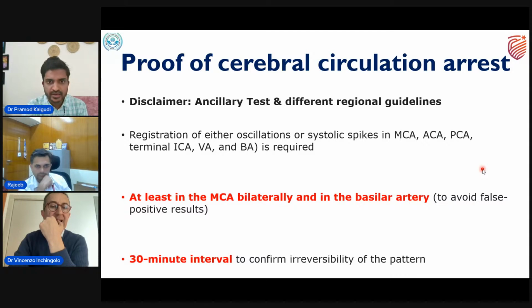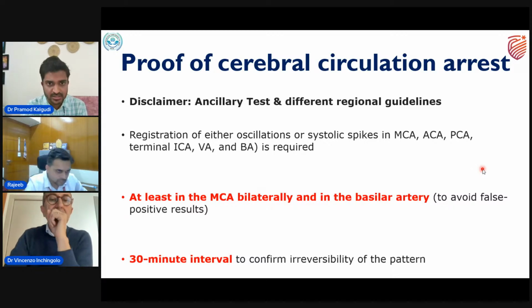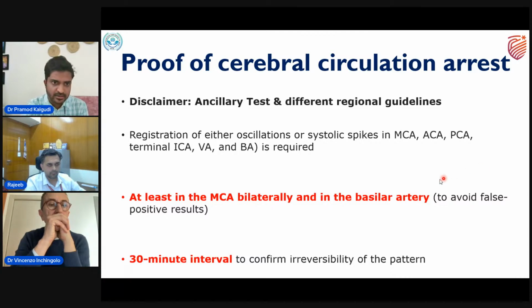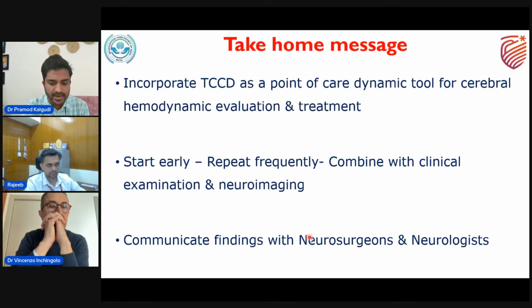So what is the proof that these patients are having cerebral circulatory arrest? The disclaimer being, this is just an ancillary test. This is not a definitive diagnostic test. The different guidelines take different parameters into consideration to diagnose brain death. Registration of oscillatory or systolic spikes in most of the vessels is required, but it is essential to do it at least in the MCA bilaterally and in the basilar artery to avoid false positive results. And the time interval being 30 minutes minimum to confirm irreversibility of the pattern.